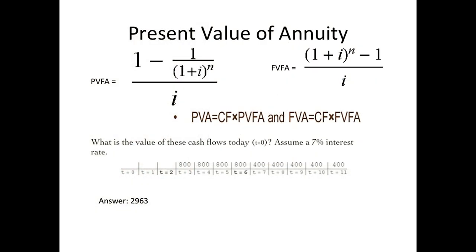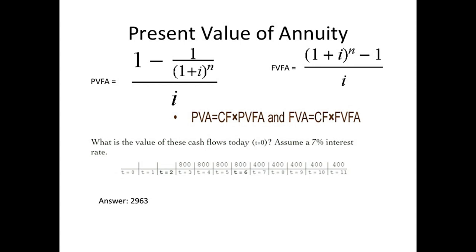So here's an example that illustrates this. There's a sequence of cash flows occurring, and you can see there are two annuities involved. There is a 4-payment annuity of $800 occurring at each of times 3, 4, 5, and 6. And then there is a $400 annuity stream consisting of 5 payments of $400 occurring at each of times 7, 8, 9, 10, and 11. We are asked to compute the collective present value of these cash flows at time zero, assuming a 7% interest rate.